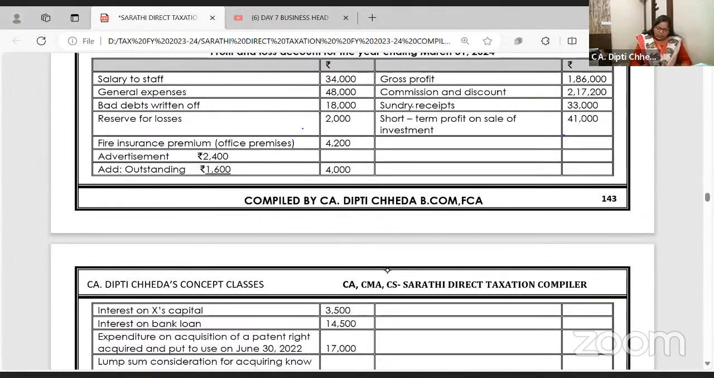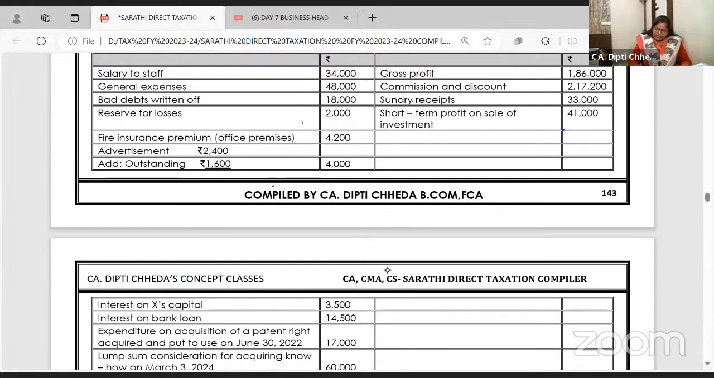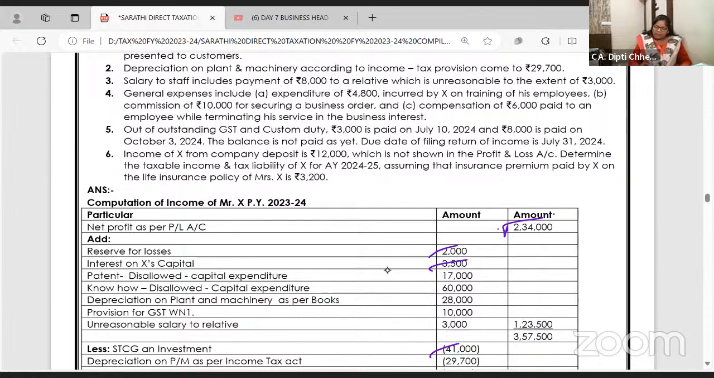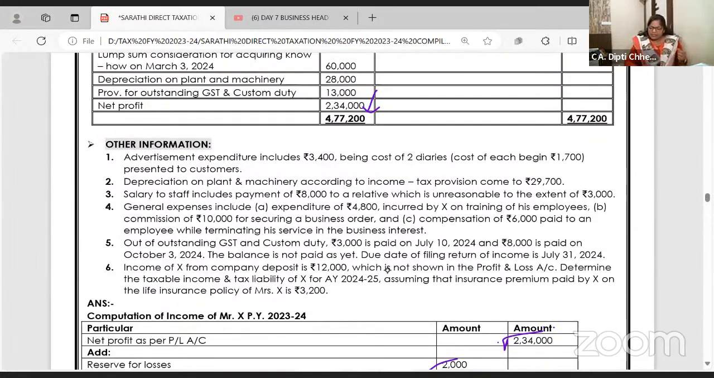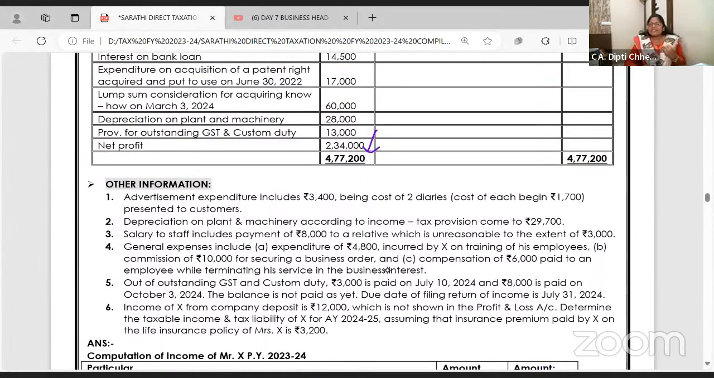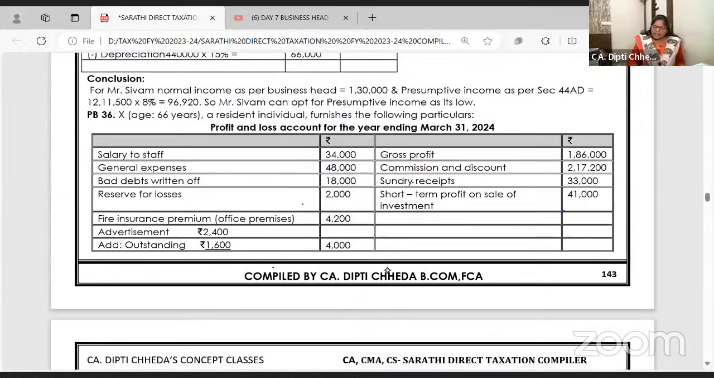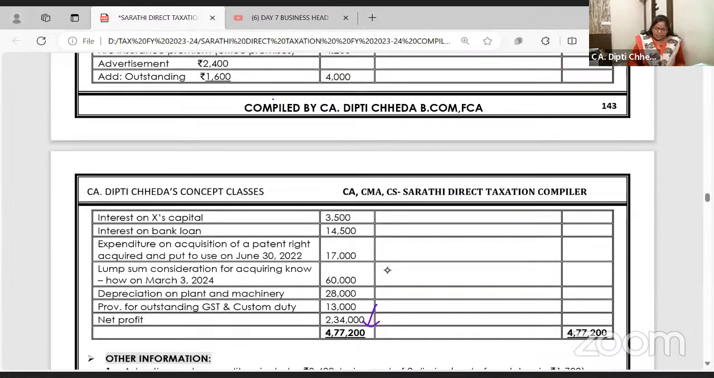Fire insurance allowed, advertisement allowed. Interest on capital. If it is a proprietorship concern, you can't pay interest to yourself. So add back. Please don't follow this technique. Do it in notebook on your own with all my explanation in your ears, hiding the answer. Then check it, you will get confidence.